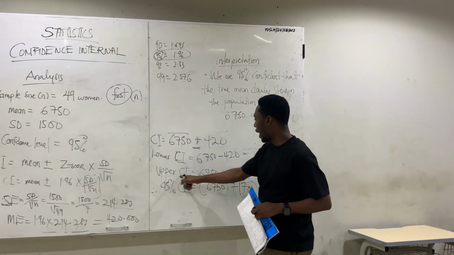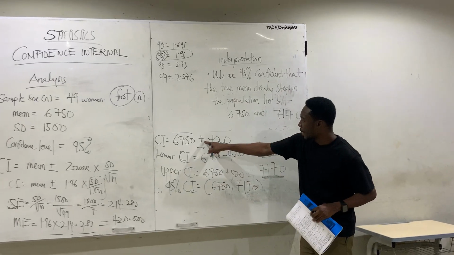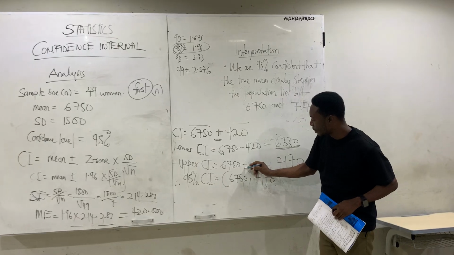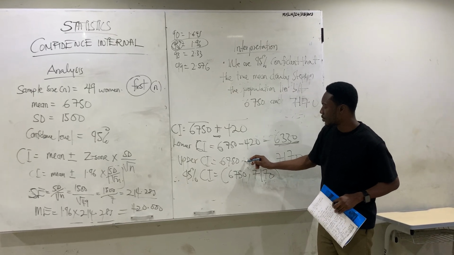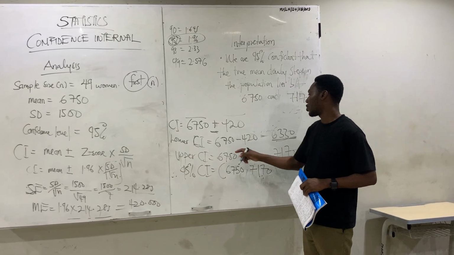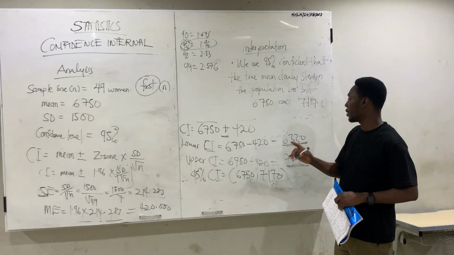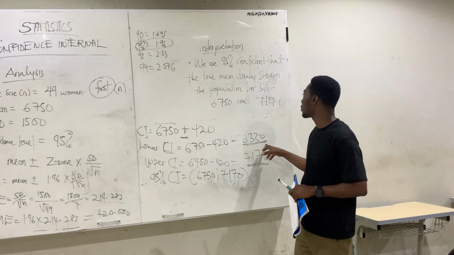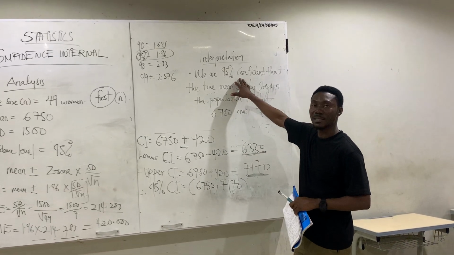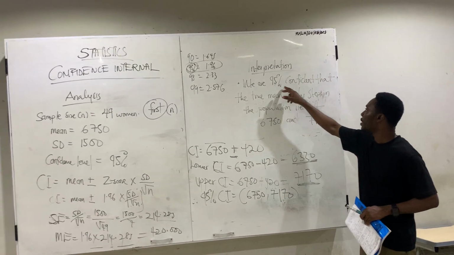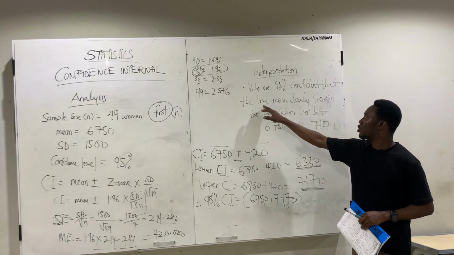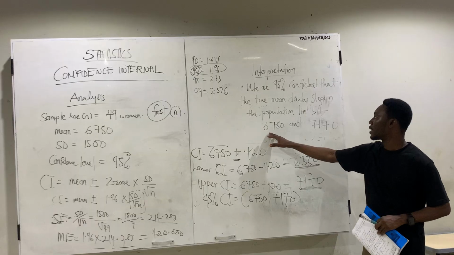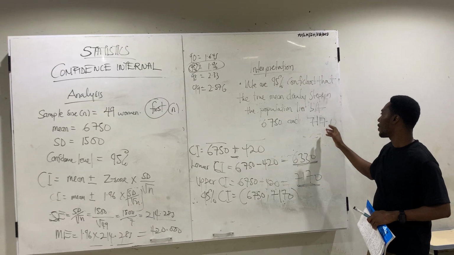Remember, when we are doing the upper CI, we use the plus. So you see the lower CI is for the minus. The upper CI, you have to use the plus. Another trick is that the upper CI answer always has to be greater than the lower CI. So this is how we write the interpretation. We are 95% confident that the true mean daily steps in the population lies between 6330 and 7170.